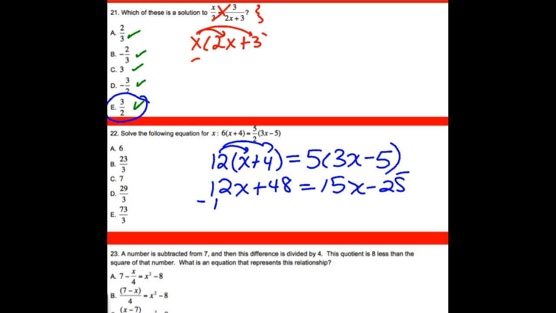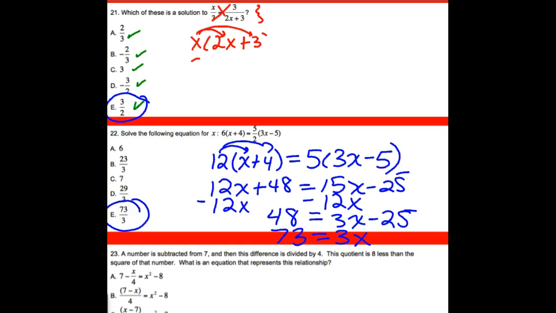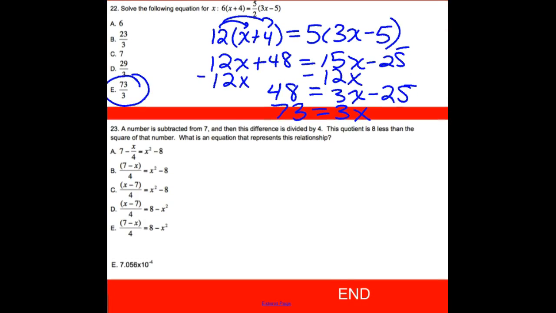I then need to get the variable on one side, so I'm moving the smaller over. I get 48 is equal to 3x minus 25. I add 25 to both sides, giving 73 is equal to 3x. Dividing both sides by 3 gives me answer E, 73 thirds.